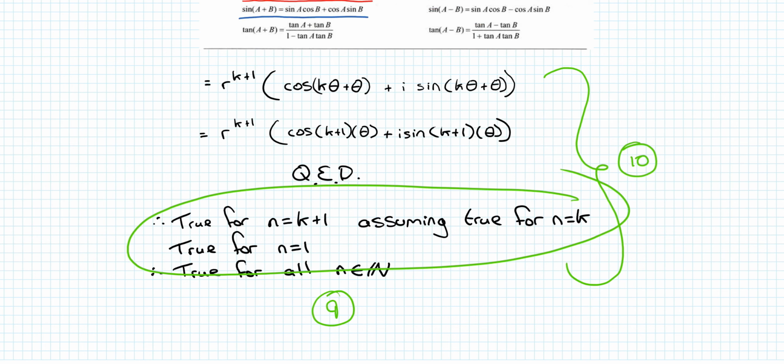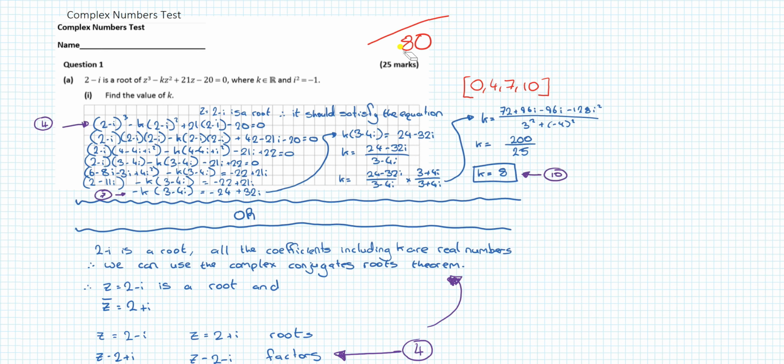Yeah, and that's the marking scheme talked through. It's actually not the marking scheme talked through because it's not out of 80, it's out of 85. Hopefully you noticed that.